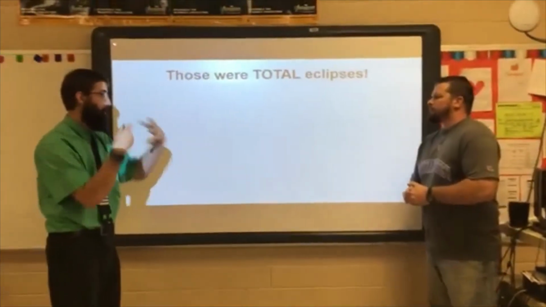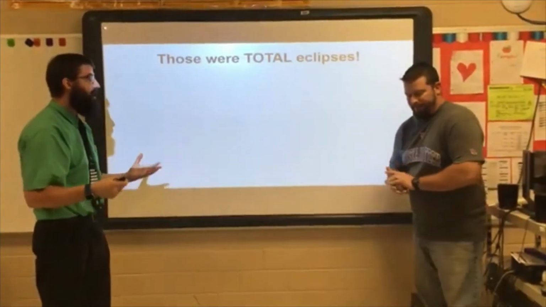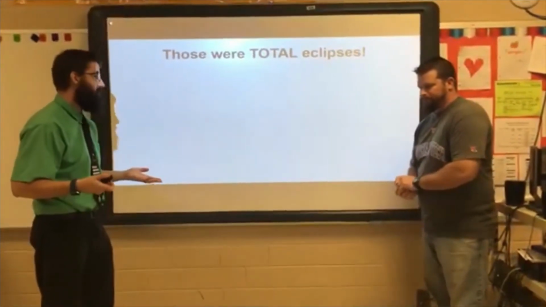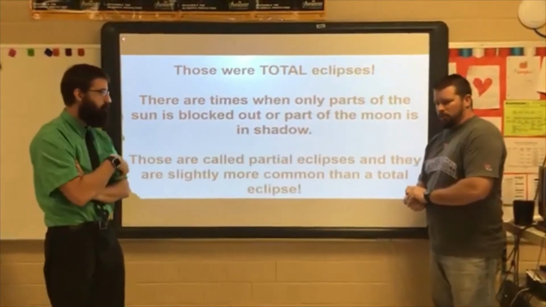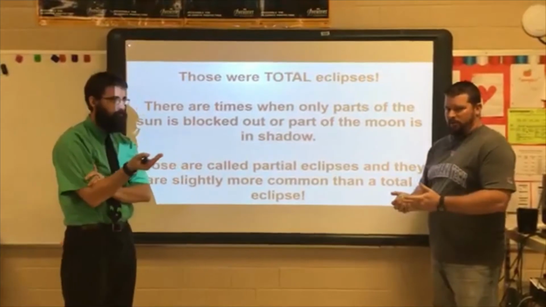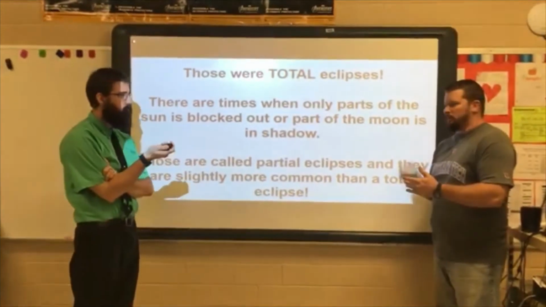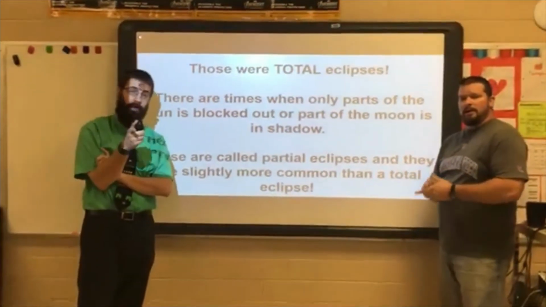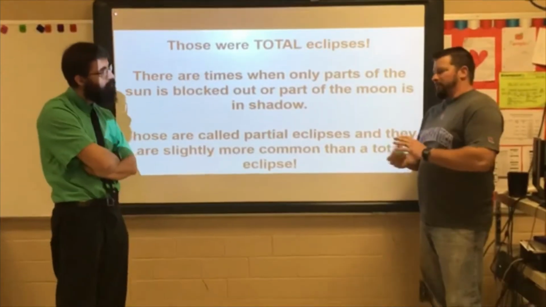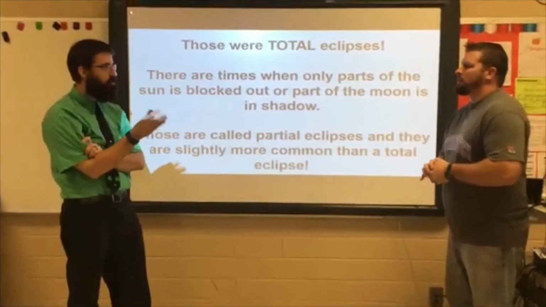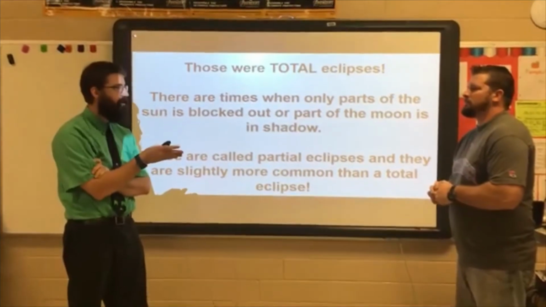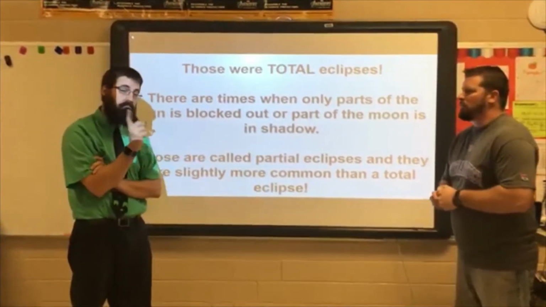Okay, so those were total eclipses. That's where the light's completely blocked out. Correct. Is it possible for just some of the light to be blocked out? Absolutely. And what are those called? We call those partial eclipses, where only part is being blocked out. Again, it depends on location, location, location. Perspective of where you are. So this whole unit's been about location, and about your perspective of things. Absolutely. Interesting.